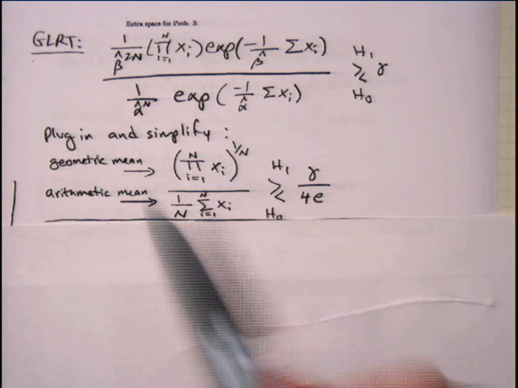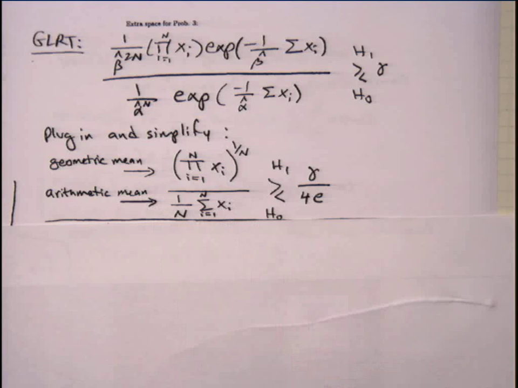There's an interesting interpretation of this. The numerator is the geometric mean. Geometric mean of a bunch of numbers is when you multiply them and then you take the nth root. Okay? And the denominator is the arithmetic mean. So what this says is the GLRT is the ratio of the geometric to the arithmetic mean of the data for this particular example.